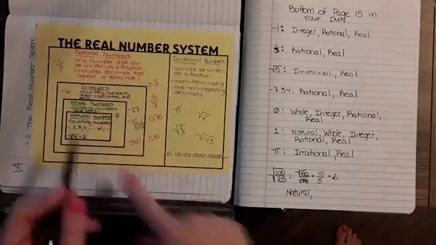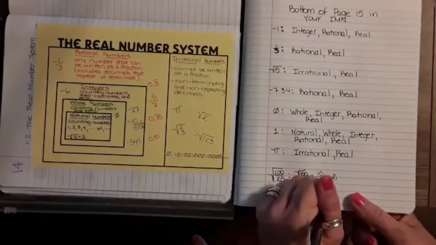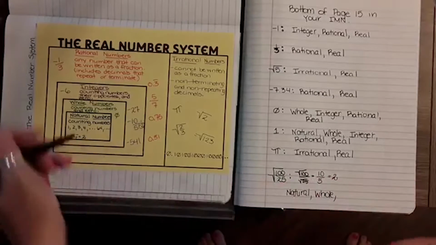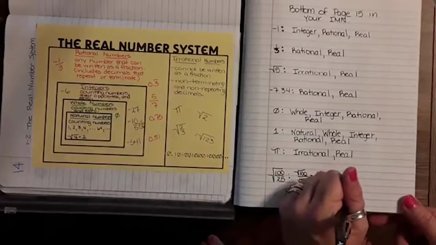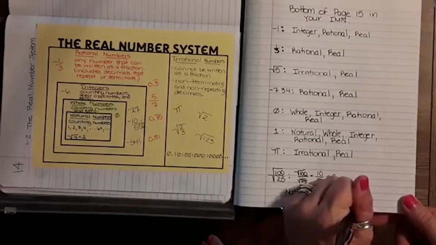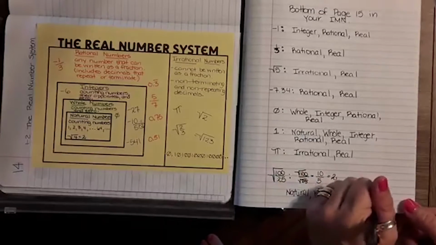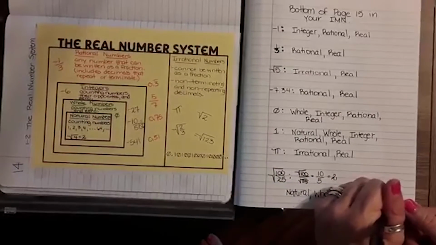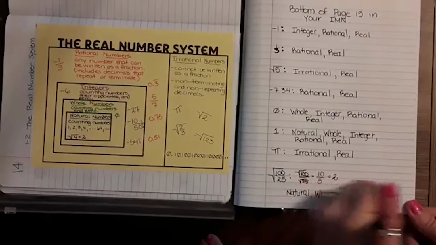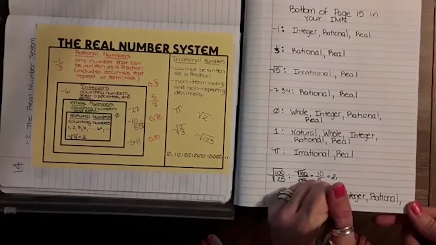Okay, if it's natural, it's also whole. If it's whole, then it's also an integer. If it's an integer, it's rational. And last but not least, it is real.